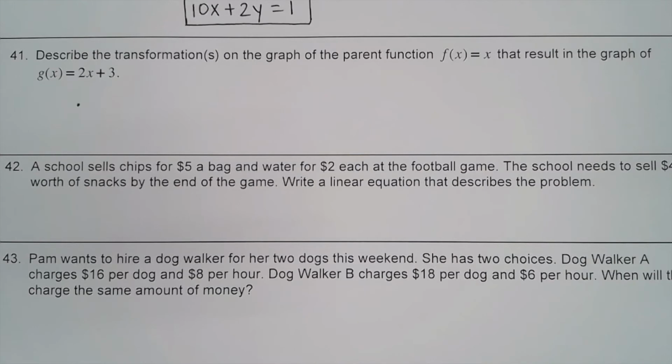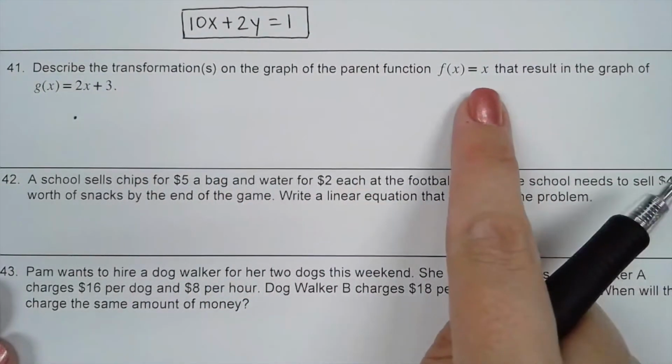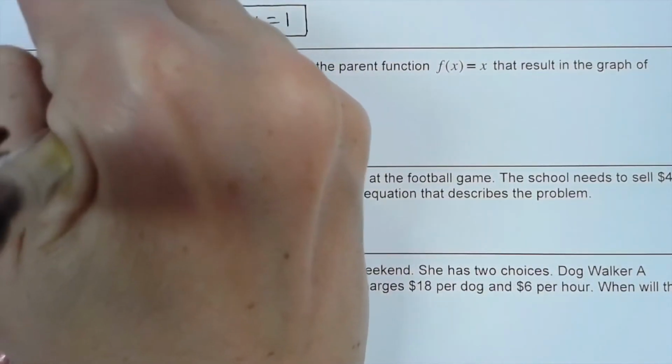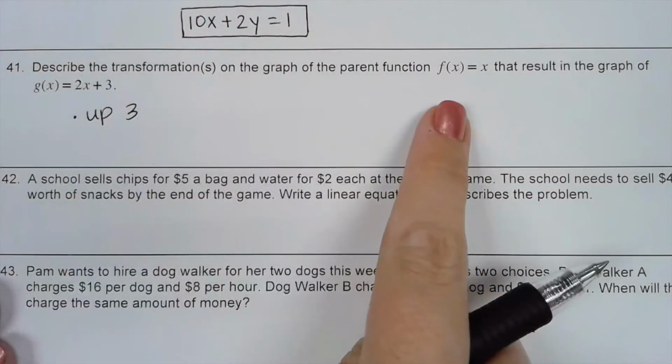Question number 41 gives you two functions, and so it asks you to figure out the transformations on the graph of the parent function that result in the graph of the new function. So for this question here, there's two things that are happening. The first one's the +3, and so the +3 is going to move g of x up 3 units. So up 3 units from the regular graph.